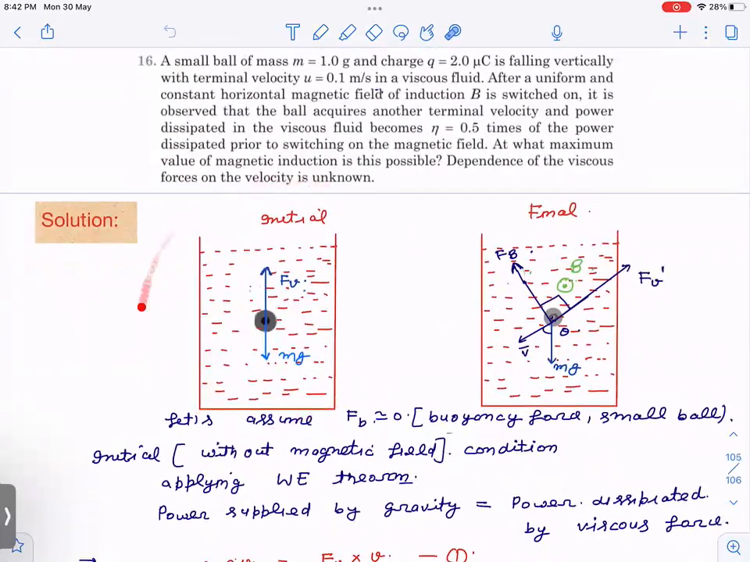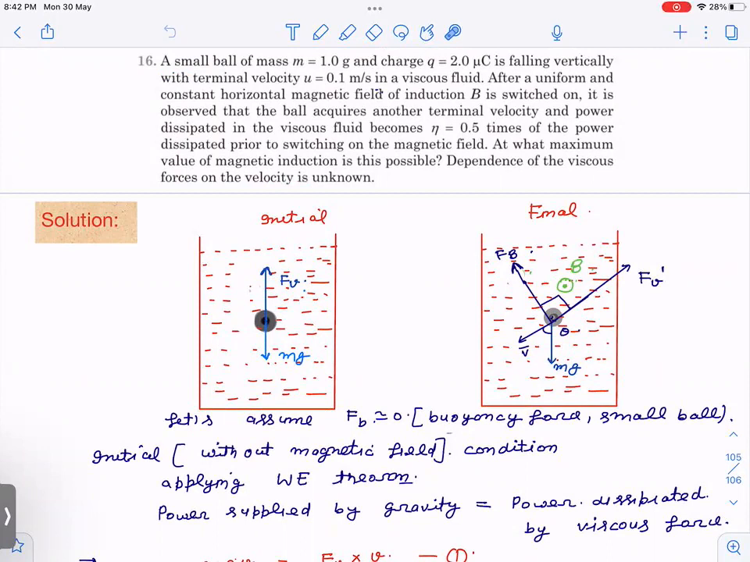Here I have drawn the initial diagram when there is no magnetic field. The ball is falling, and since the ball is very small, I am neglecting the buoyancy force. Its volume is very, very small, so buoyancy force is neglected. This is the gravity and this is the viscous force Fv.